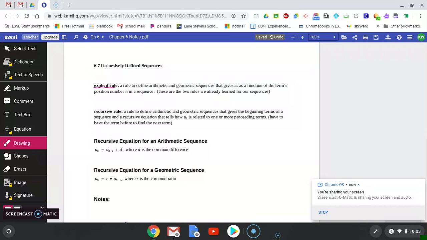So our arithmetic explicit rule was a sub n is equal to a sub 1 plus n minus 1 times d. Okay, so that was for arithmetic, and that was our explicit rule. We never learned the word explicit, but now you are attaching that new vocab word to an equation you've already learned. Your geometric one was a sub n is equal to a sub 1 times r to the n minus 1 power. So that was your geometric explicit rule.